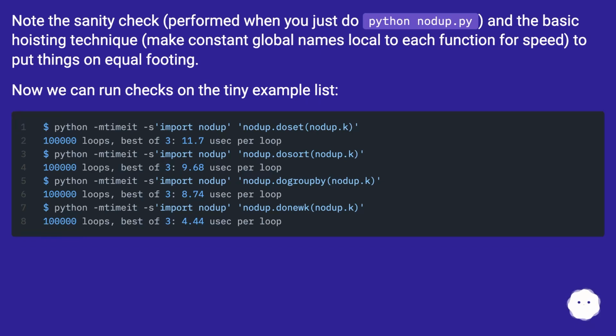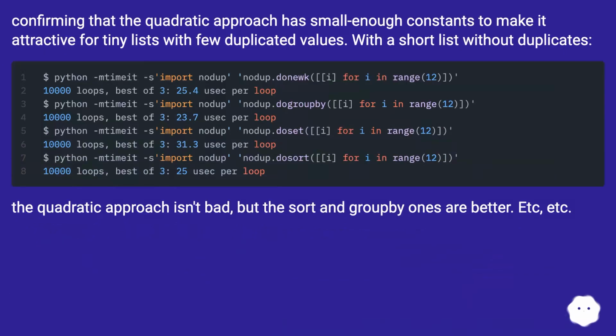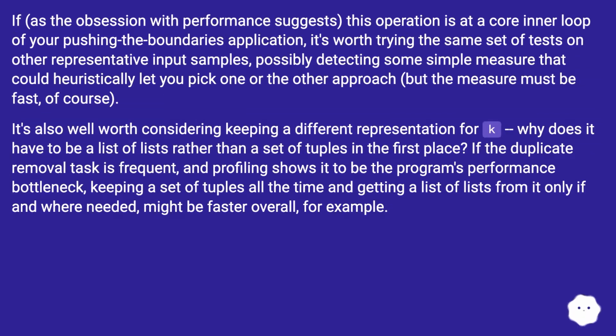Now we can run checks on the tiny example list, confirming that the quadratic approach has small enough constants to make it attractive for tiny lists with few duplicated values. With a short list without duplicates, the quadratic approach isn't bad, but the sort and group B ones are better. Etc., etc.